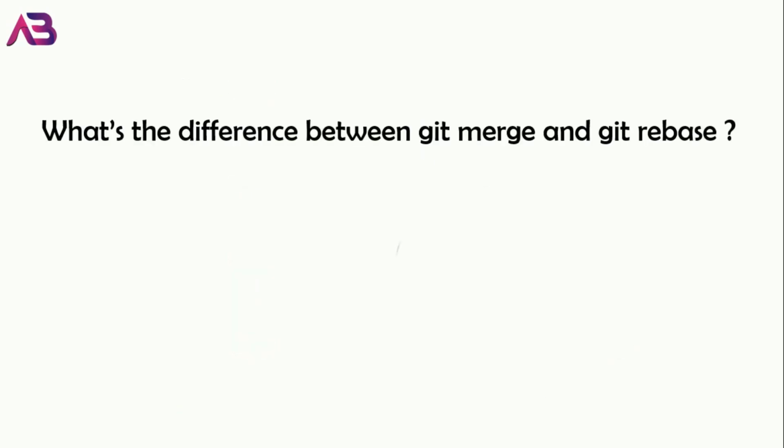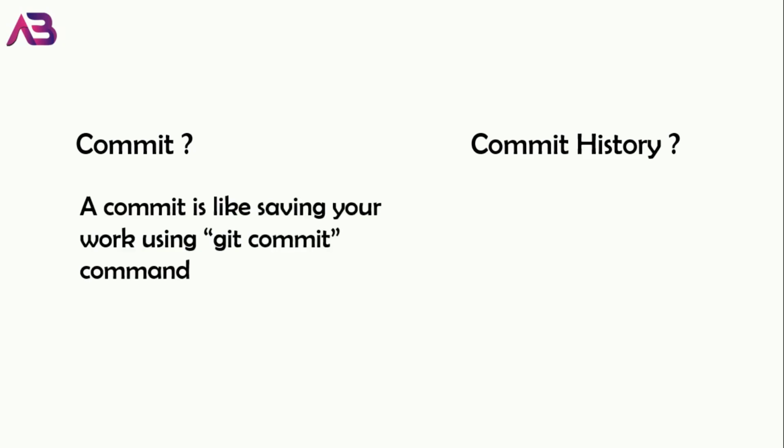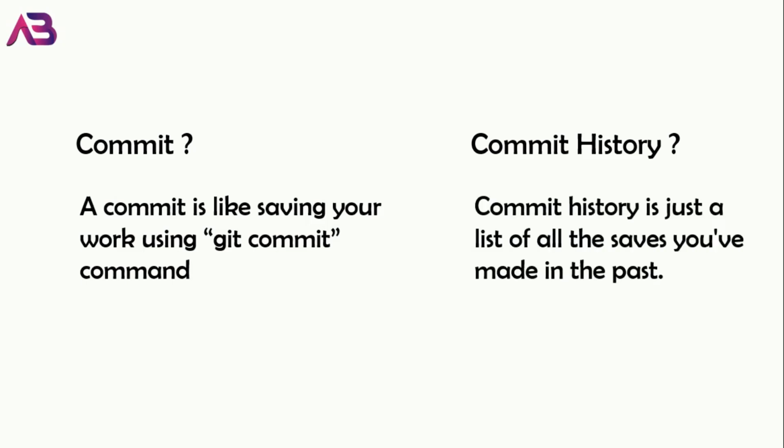What's the difference between Git Merge and Git Rebase? So if you have been following along, you probably know what a commit is and what commit history means. But if you are new to this, here is a simple breakdown. A commit is like saving your work using the git commit command. And commit history is just a list of all the saves that you have made in the past.